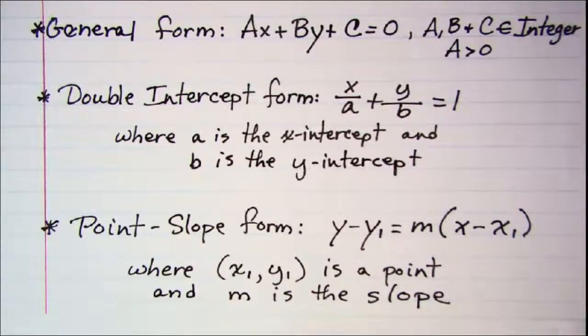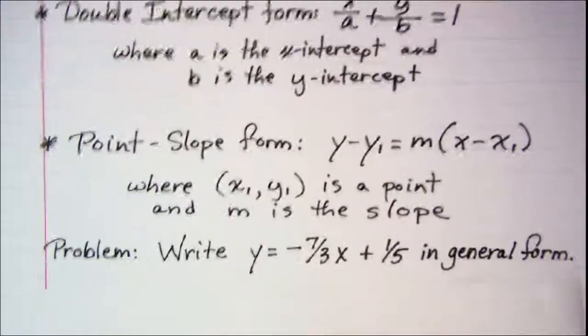And then the last form that we'll be looking at in this video is the point-slope form, and that's given by y minus y1 equals m times the quantity x minus x1. Now you'll notice on this one that the x here and the y don't have subscripts. Those will be left as the variables. The point has coordinates x1, y1, and then m is the slope. And let's do a few problems.